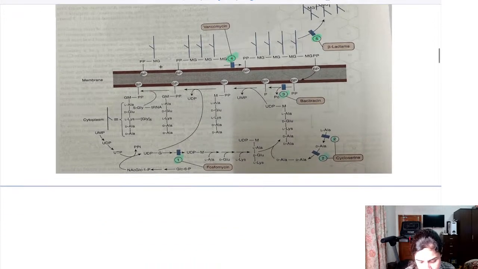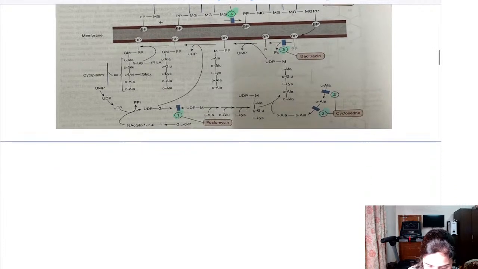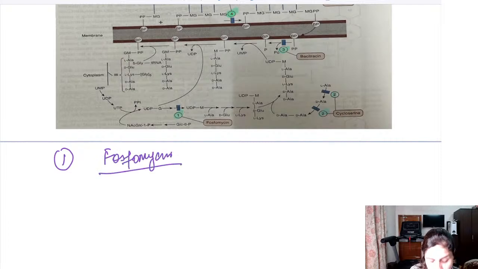So let's go to first, fosfomycin. Okay, fosfomycin, we'll try and see what happens in fosfomycin. That's the first site. So fosfomycin kya karta hai?